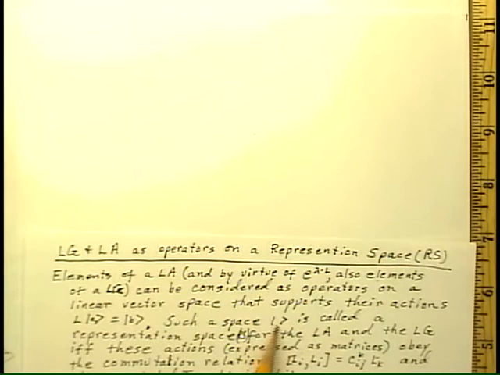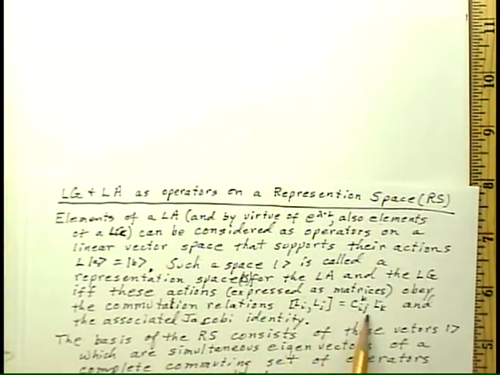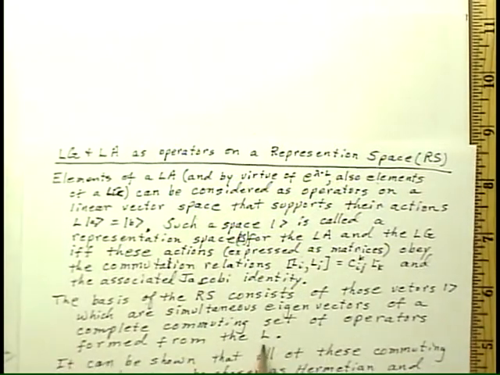Such a space, as represented by this ket vector, is called a representation space, RS, for that Lie algebra, and also for the Lie group that would be generated, if and only if these actions, expressed as matrices, obey the commutation relations Li Lj is Cij k Lk, and the associated Jacobi identity. The basis of the representation space consists of those vectors which are simultaneously eigenvectors of a complete commuting set of operators formed from the L.